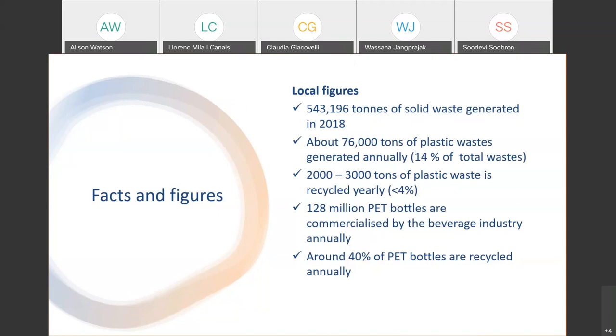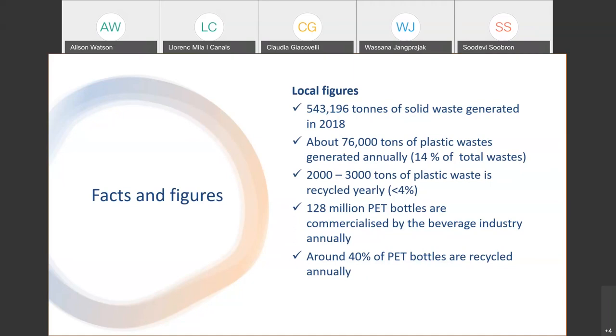So I'm from Mauritius. I'm Sudevi Subran. I will talk about the experience of Mauritius, how we are controlling plastic pollution in Mauritius. I will talk about the facts and figures. You will see that around 550,000 tons of solid waste are generated annually, and about 76,000 tons of plastic waste are generated, which represents 14%, and only 4% of them are recycled. For PET bottles, we have 128 million PET bottles commercialized, and only 40% of them are recycled.